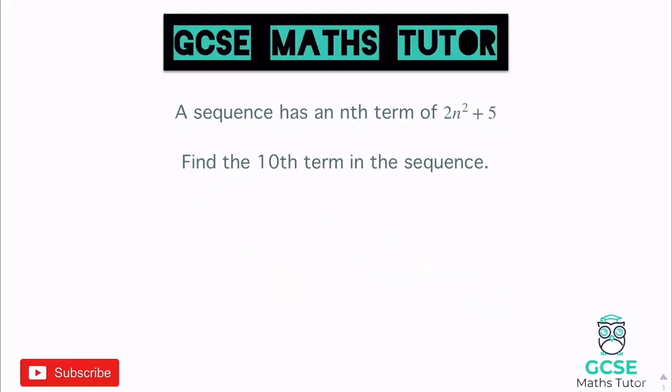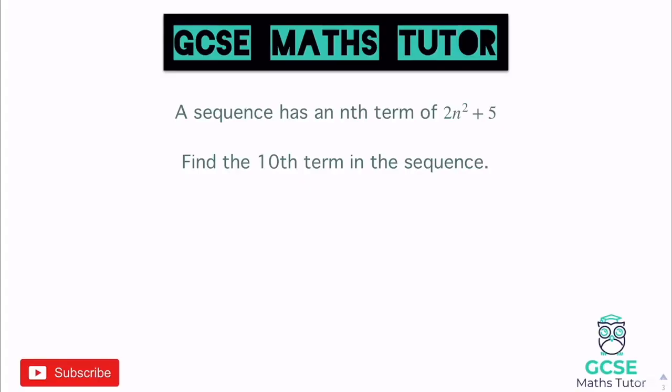A sequence has an nth term of 2n squared plus 5, find the 10th term in the sequence. So obviously we've got a different nth term here. This is a quadratic sequence, but we're going to approach it in exactly the same way. Now it does have a little n squared there, but it's already given us the nth term, so we've not had to find the nth term of this sequence, it's just been given to us, and it does look a little bit different to the previous two, but we're just going to apply it in the same way.